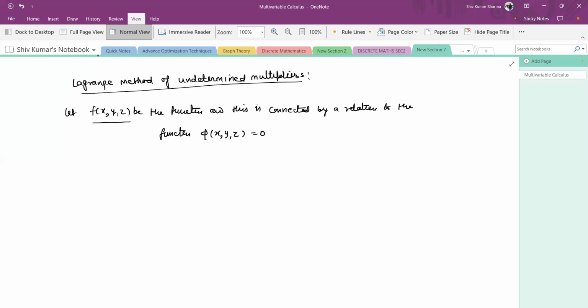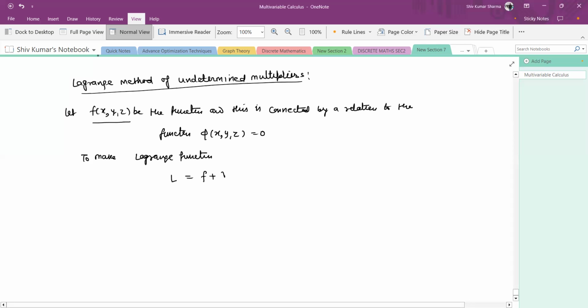So make the Lagrange function L. L is equal to f plus lambda phi. The function f, which is connected by only a single relation, that is phi, so we use only one Lagrange multiplier, that is called lambda. If a function f(x, y, z) is connected by more than one function, then we use two multipliers. Okay, we use two multipliers.